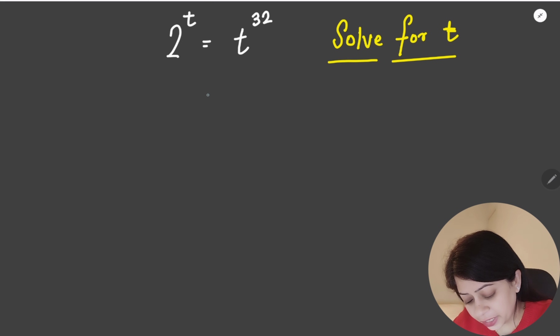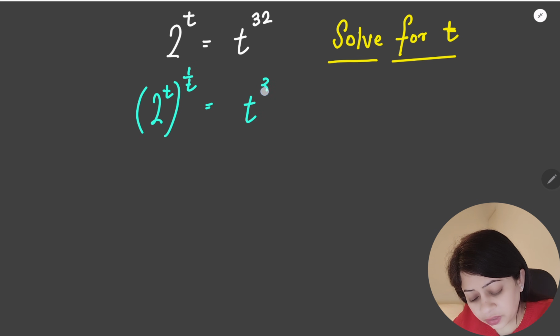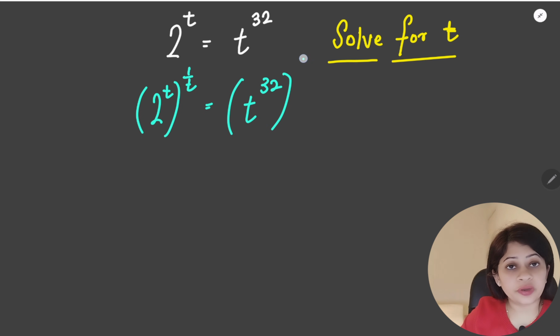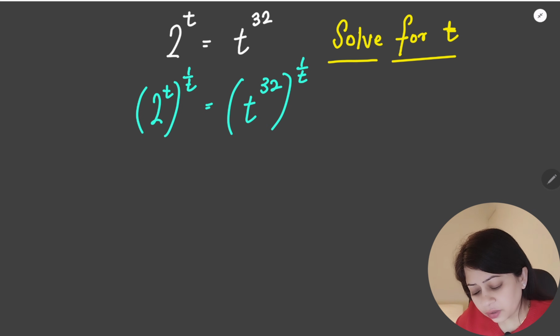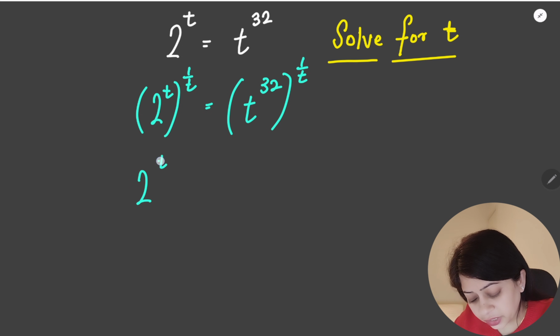Like if I take power 1 by t on both sides, right? What will I get? t raised to power 32 raised to power 1 by t. Okay, taking tth root on both sides, you can say. So here what will you get? It will become t times 1 by t, right? And this will become 32 times 1 by t.